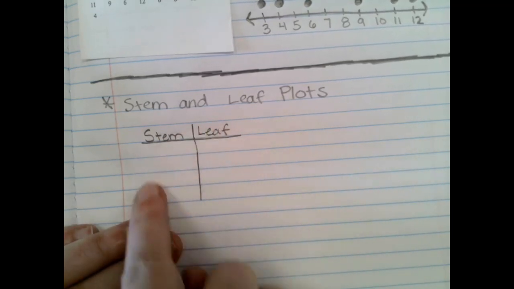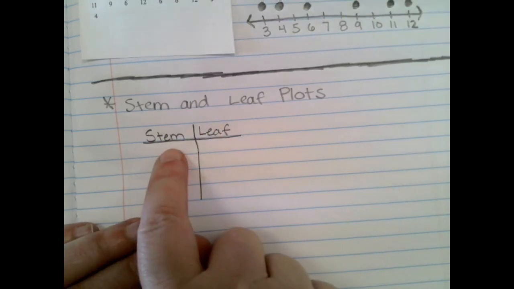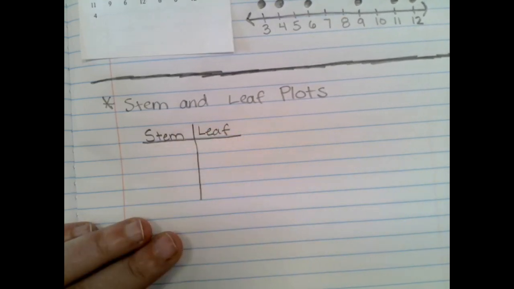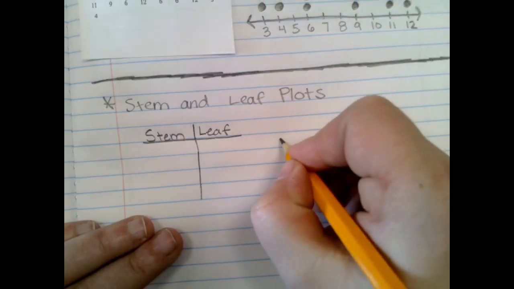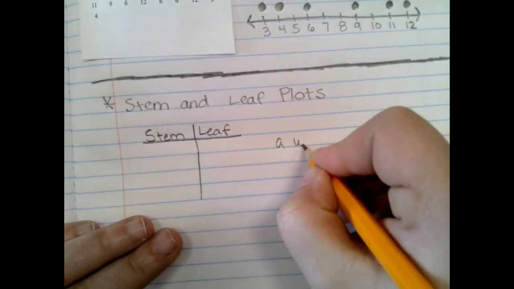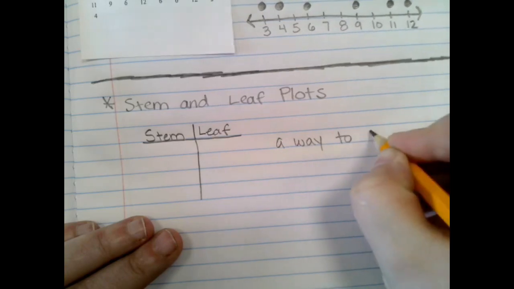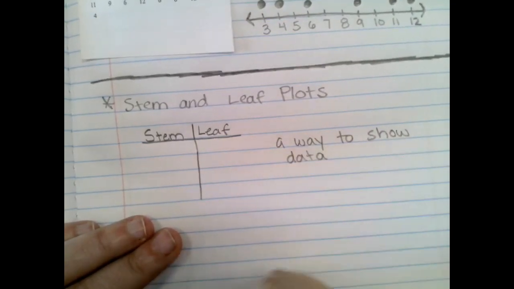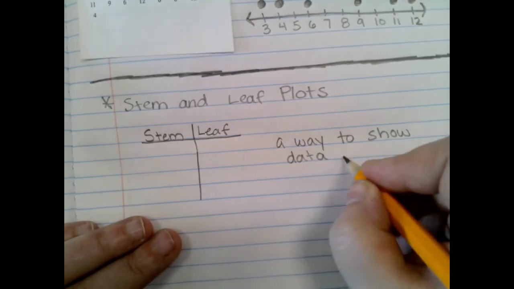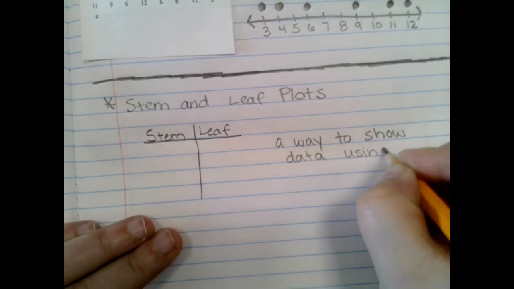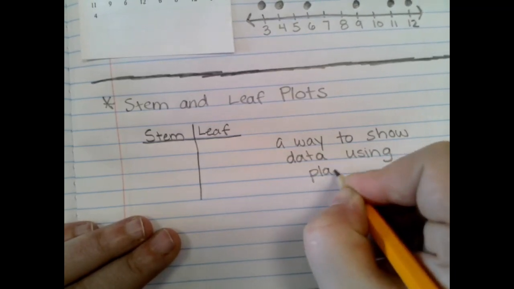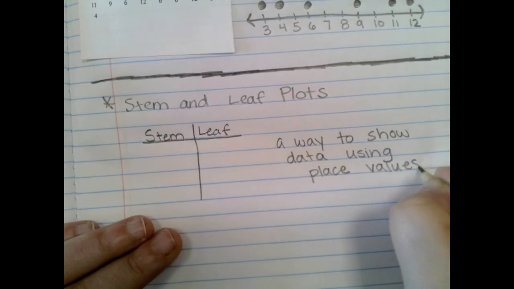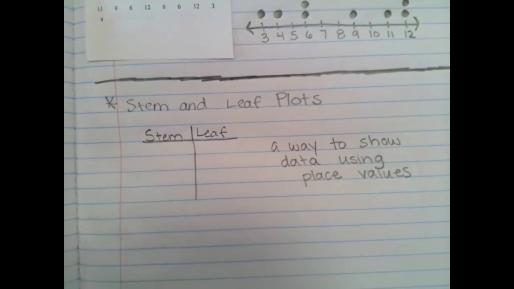Okay, so I'm just going to tell you the basic idea before we take a look at that. We're going to have a stem, and then each leaf is connected to that stem. Okay, and it's a way to show data using place values. So that's kind of a different part that we're not used to, is that we're actually going to break things back down into like the tens place, the hundreds, the thousands. We're going to use those place values to show the data.